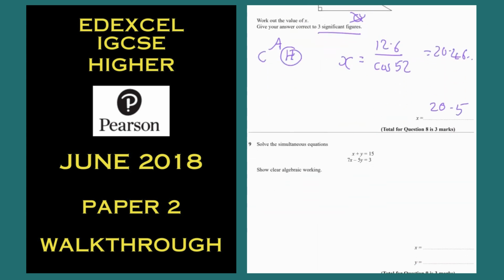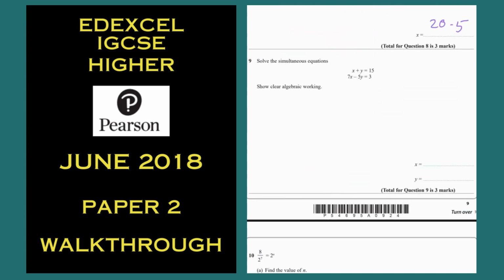3 sig figs, 20.5 it is. Gone from bog standard SOHCAHTOA to as bog standard a simultaneous equations as you're likely to get. Top equation, I'm going to times it by 5. Obviously, you could times it by 7. I'm not going to. I'm going to go for the 5 route. So we get 5x's added to 5y's equals 75.